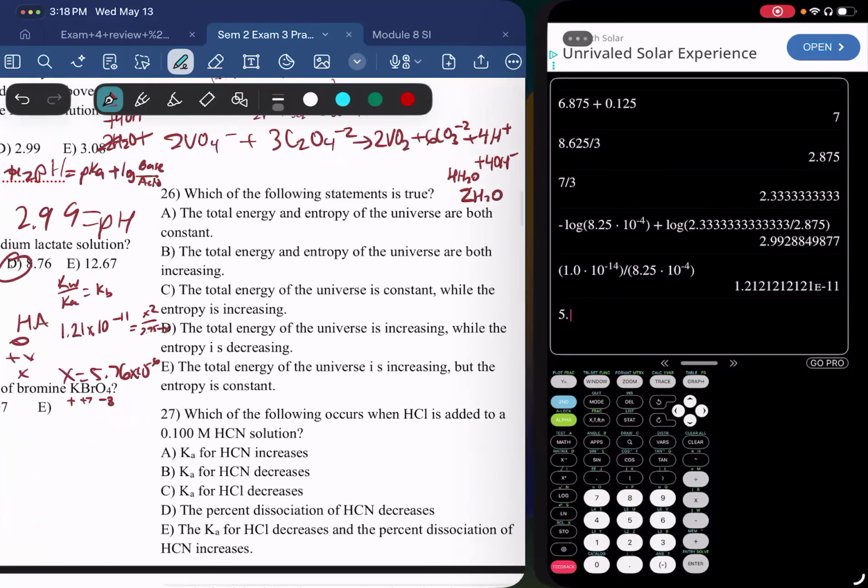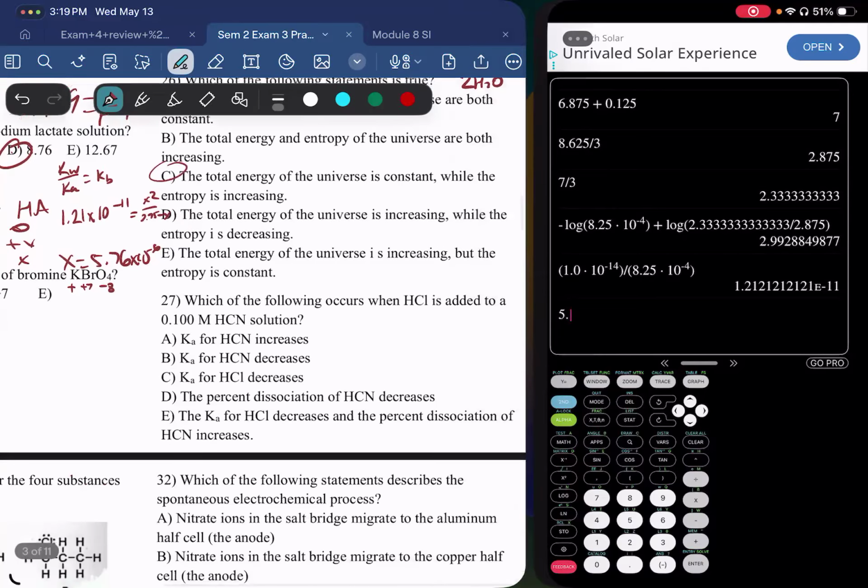All right, 26. 26 is based off a concept. Energy remains constant while entropy is always increasing. That's a concept that we talked about. So the answer choice here would be choice C.